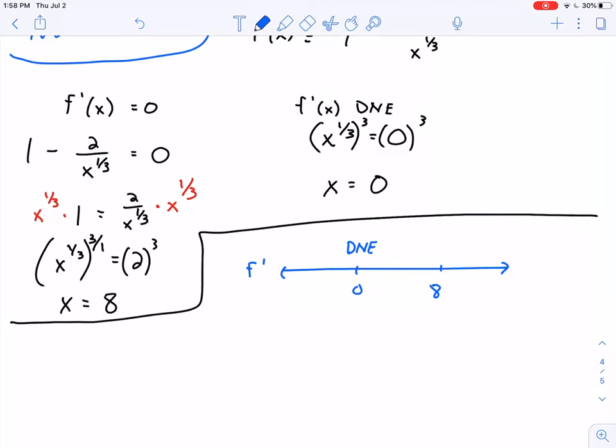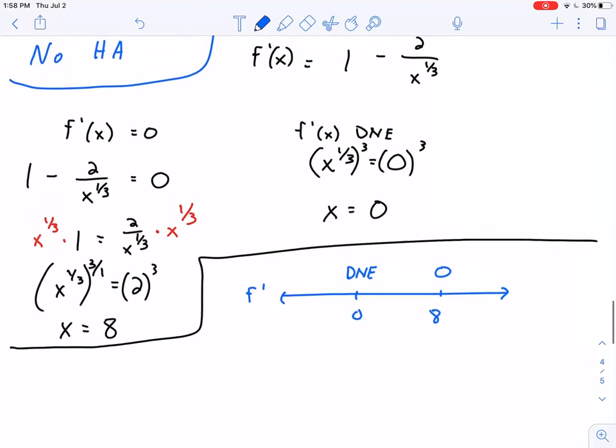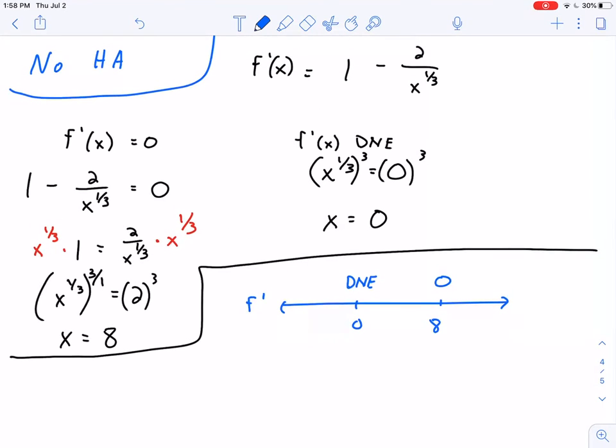8 is the other point that I want to consider. We found 8 by taking our derivative and setting it equal to 0, so our derivative must be 0 there. And now I'll take a number in each one of these intervals and plug them into my derivative to determine whether they're positive or negative.